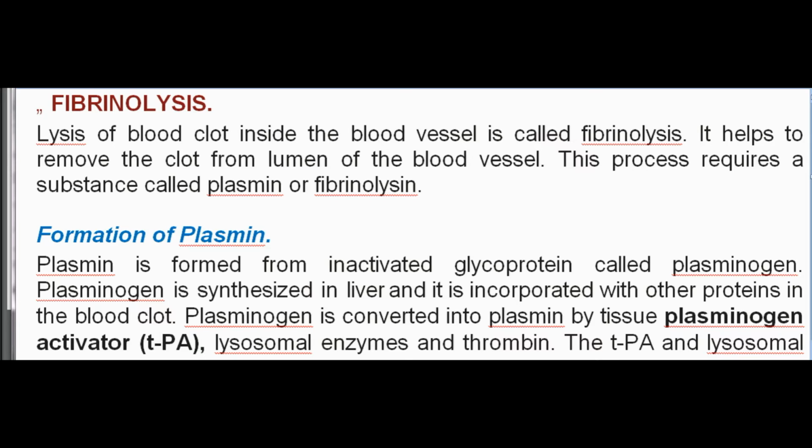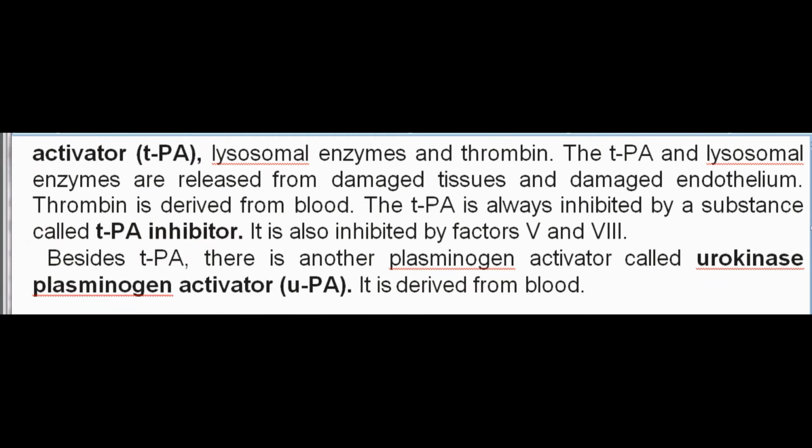Plasminogen is converted into plasmin by tissue plasminogen activator, TPA, lysosomal enzymes and thrombin. The TPA and lysosomal enzymes are released from damaged tissues and damaged endothelium. Thrombin is derived from blood. The TPA is always inhibited by a substance called TPA inhibitor. It is also inhibited by factors V and VIII. Besides TPA, there is another plasminogen activator called urokinase plasminogen activator, UPA. It is derived from blood.